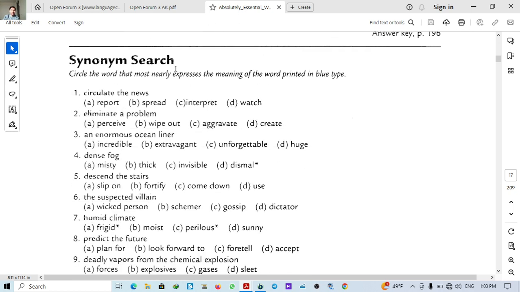And here you have got some synonym search. You have "circulate the news," so you have got a particular word here, but down here you have 4 options. Among these 4 options, you use a single one. So circulate the news means what? Report, spread, interpret, or watch. Which one is correct? When we are circulating something, we are basically spreading something, right? So when we are spreading, it means that we are circulating the news. News reaches everybody. So here again, you're just circling the best option.